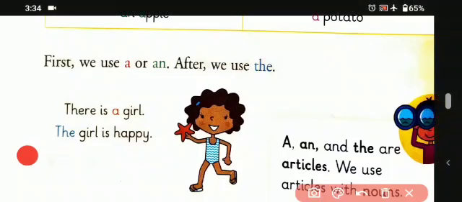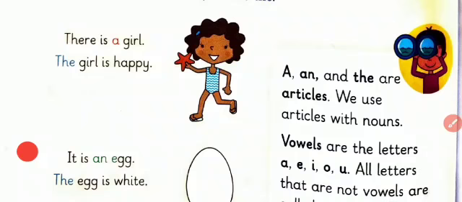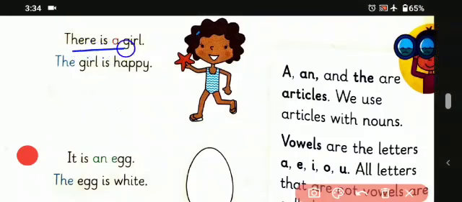Now, first we used a or an. After that we use the. So students, first we have used a and an with vowels and consonants. Now for the articles we will be using the also. That is, the. So here is some example. There is a girl. So girl is G. That means it's a consonant. The girl is happy. So we are using the also. That means it is denoting something. That is, it is denoting the girl is happy.